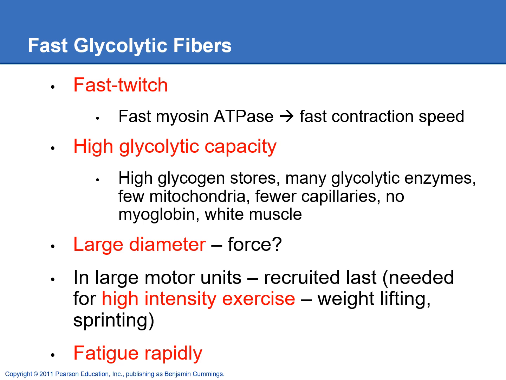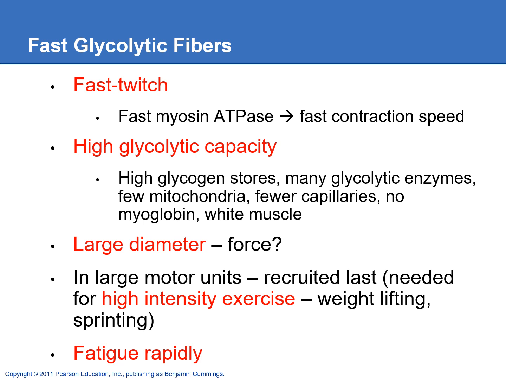And then the fast glycolytic fibers, they have the fast twitch, fast contraction speed. They are also glycolytic, so they're going to use fermentation to make their ATP. So not a lot of mitochondria, not a big blood supply. They don't have any myoglobin, so they're going to be the white meat. And they do have a large diameter, so they're going to create the highest force when they contract.